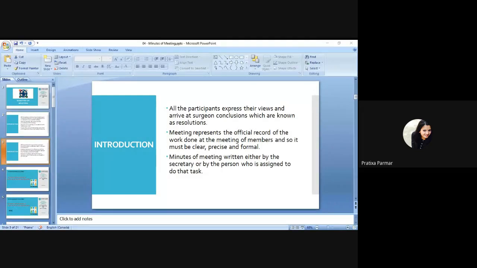So here what happens? All the participants express their views. Okay, now in an actual meeting what you're supposed to do is express your views on a particular topic, could be the agenda of the meeting. And the purpose of the meeting, as I told you in the last session, is that you should be able to arrive at a particular conclusion. So that conclusion part is really important when you are maintaining minutes of the meeting.